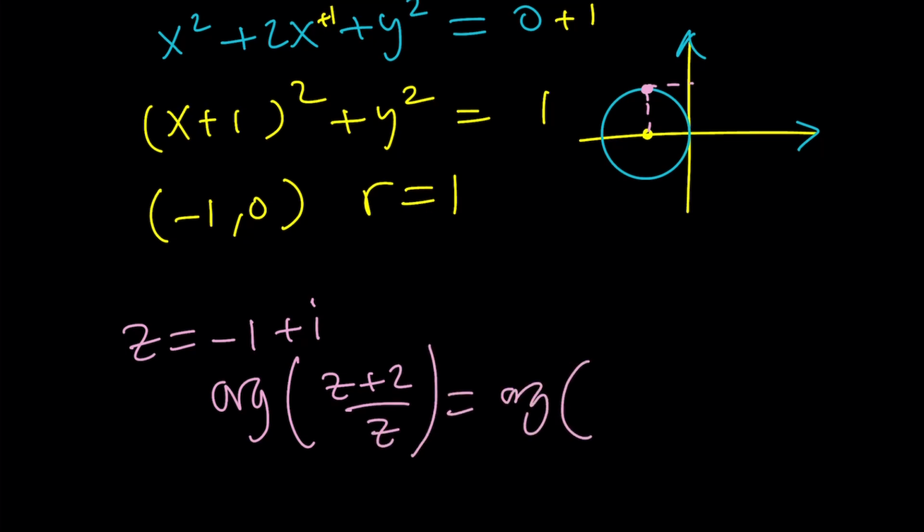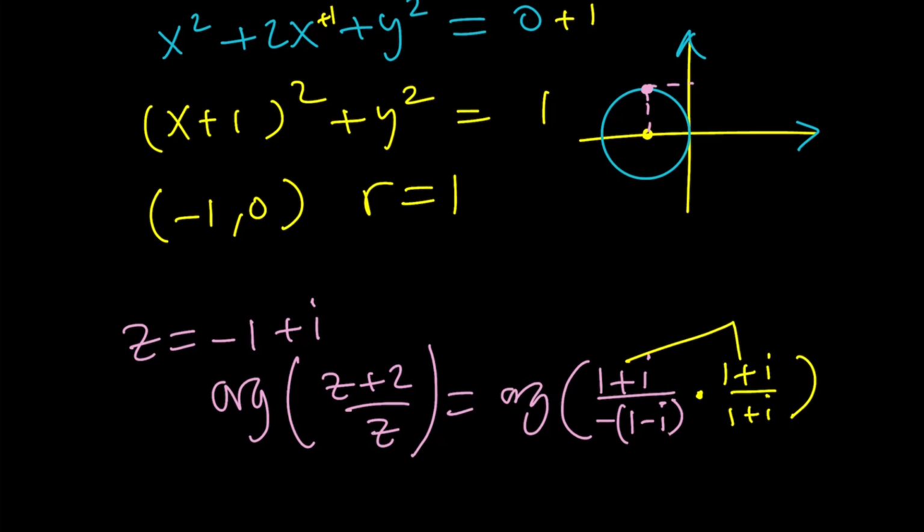What is z plus 2? Add 2, you're going to get 1 plus i. Just z is going to be negative 1 minus i. And then we're going to multiply by the conjugates. That's going to be 1 plus i, 1 plus i. And here I'm going to be getting 1 plus i squared, which is 2i. And then from here I'm going to be getting 1 plus 1, which is 2, but that's a negative 2. And I'm going to be getting the argument of negative i.